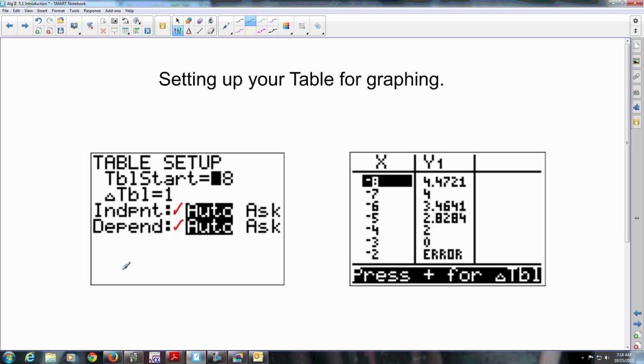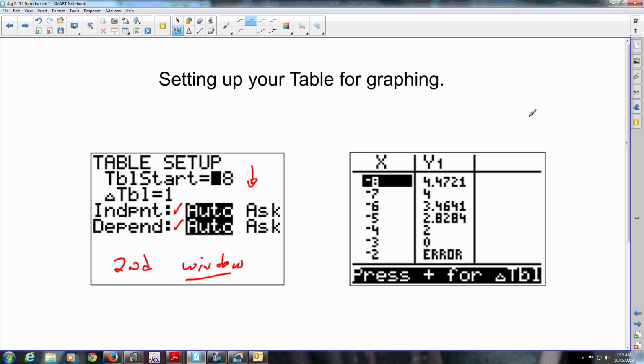Now how you get this is you type the second key and then window. It's on the top row of buttons right below your screen. I believe it's the second button in, so second window. And just make sure both of those are highlighted to auto. If they're not highlighted to auto, arrow down and select them.